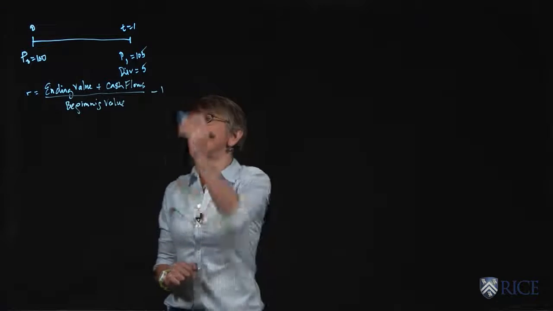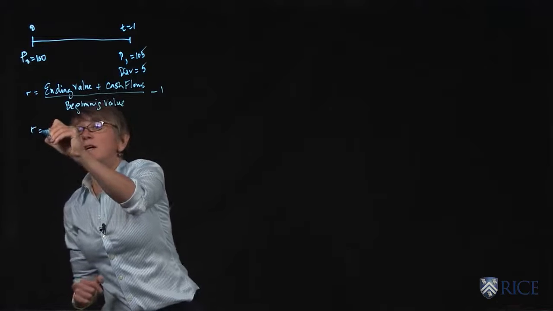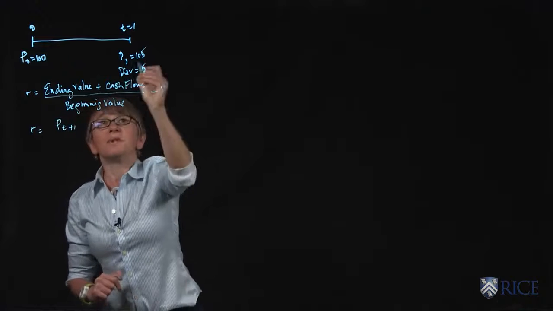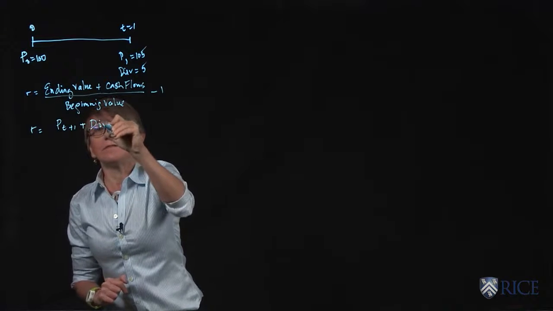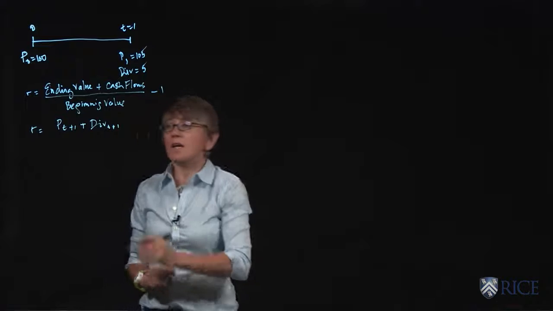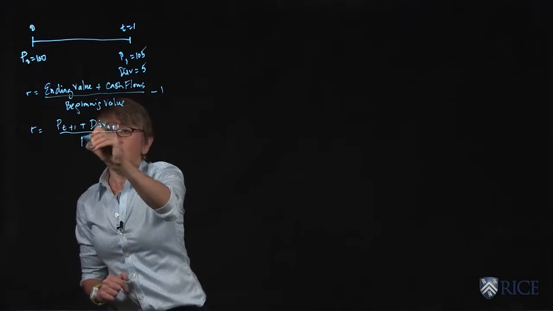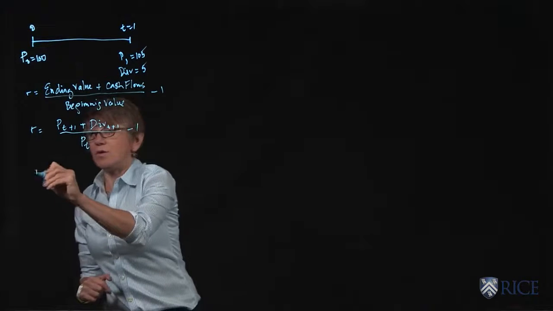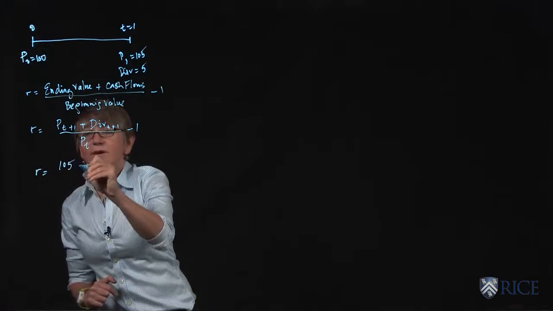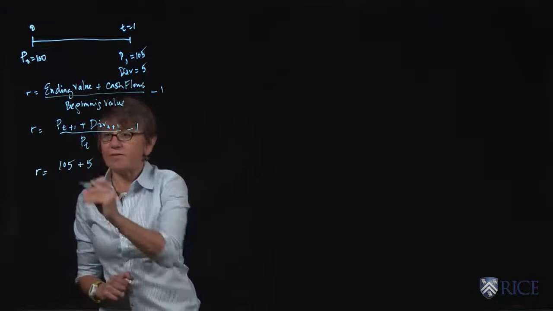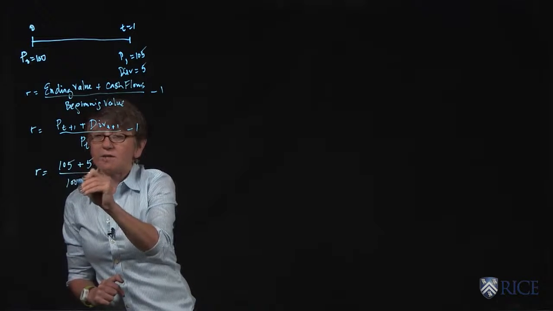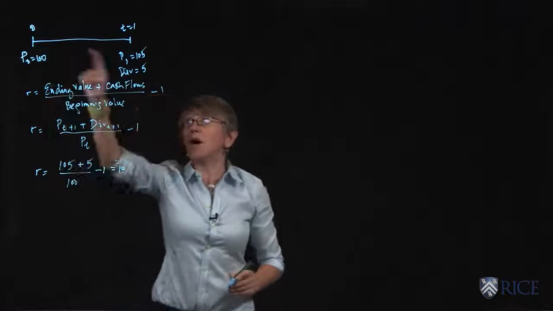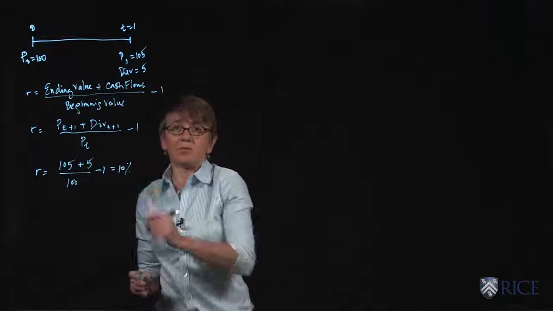minus 1. In this example, it's going to be the end of the year price plus the dividend that you received, divided by the initial price, minus 1. Or we can say it's 105 plus the $5 cash dividends you received over 100, minus 1. So your one year return was 10%.